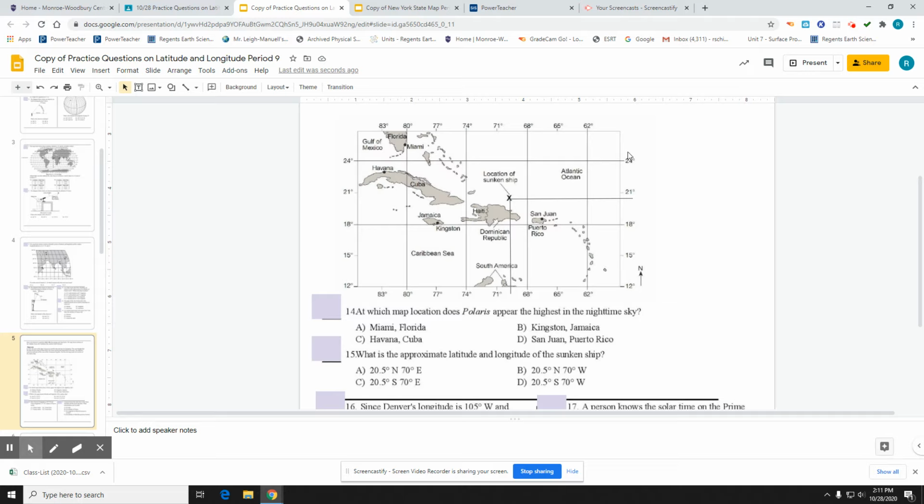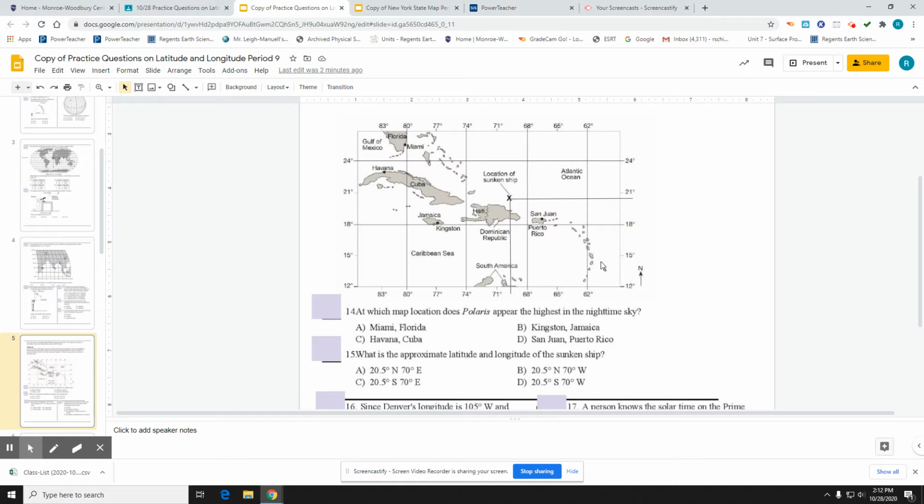And what is the approximate latitude and longitude of the sunken ship? Well, here's the markings of the sunken ship, and you can see through this line here that the latitude is slightly less than 20, and the longitude is somewhere between 68 and 71. We also know we're in the northern hemisphere, so this one over here can't be a right answer because it's in the southern hemisphere. So it's neither, and letter C is out. So it's either this or this.